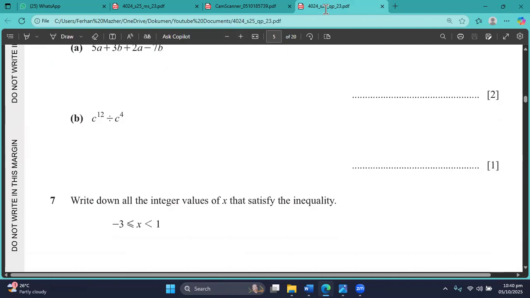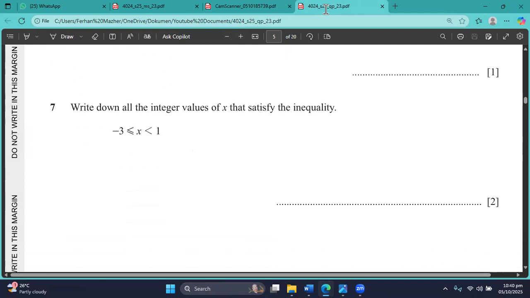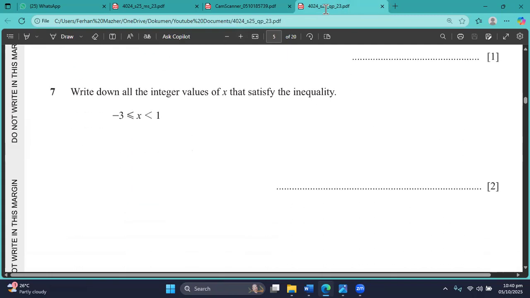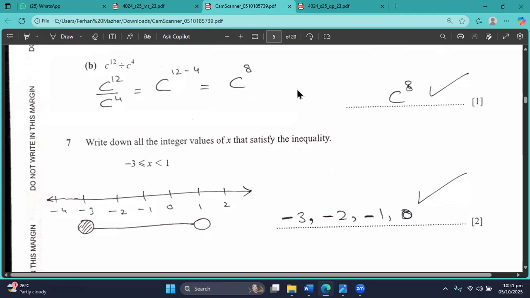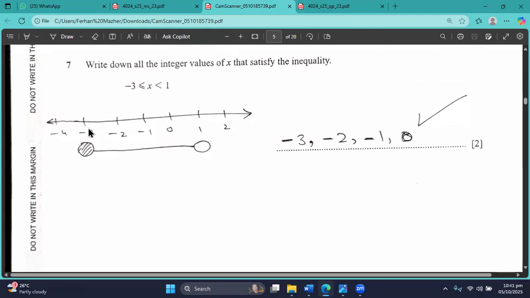Okay. So question number 7. He says, write down all the integer values of x that satisfy the inequality. So I will represent this on the number line. The x value is greater than or equal to minus 3 and less than 1. So I represented it here. This circle is shaded because minus 3 is a part of the solution. Here, this circle is not shaded because 1 is not part of the solution. So in this solution, the integers are minus 3, minus 2, minus 1, 0.